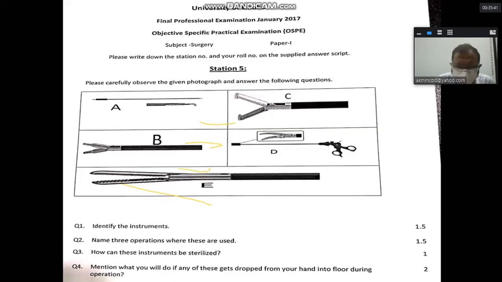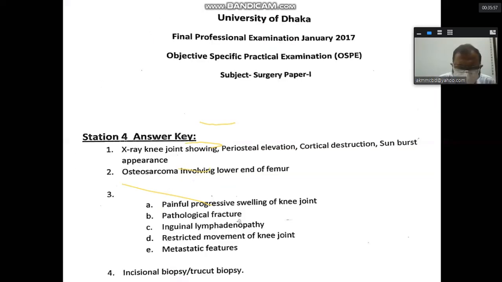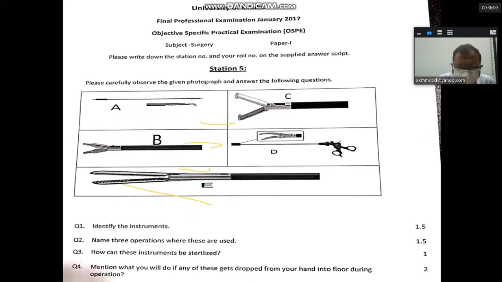Here are some laparoscopic instruments. Just tell me or identify the instruments. Sir, hook. Diathermy hook. You have to complete the answer. It is a diathermy hook. Number B. Crocodile grasper. Is it crocodile grasper? It is dolphin nose forceps. Oh, dolphin.